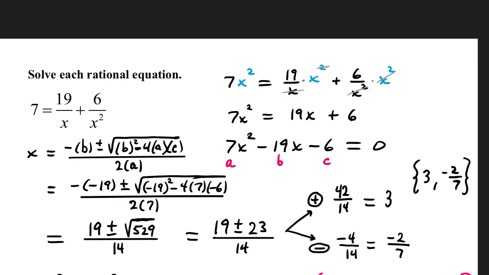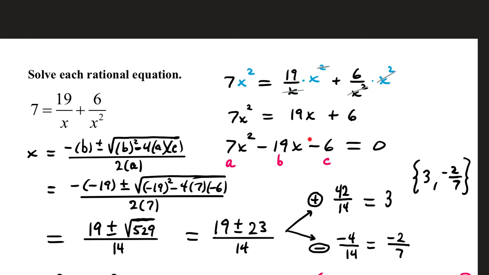is 7x squared. 19 over x times x squared, we can cancel an x from top and bottom, and that leaves 19x. And then our last term, the x squareds completely cancel one another, leaving plus 6. Because of the quadratic term, I'm going to subtract 19 x's and a 6 from both sides. That gets one side of my equation to 0.